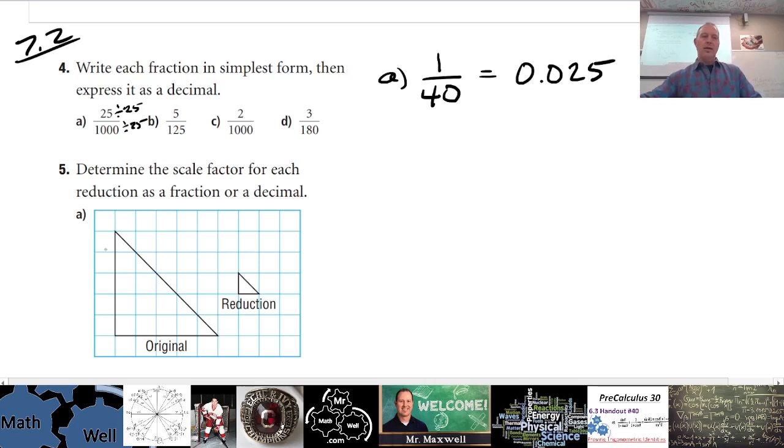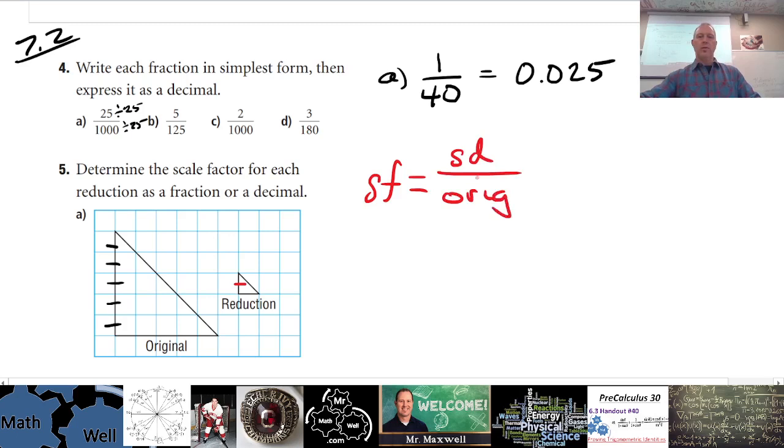So what I would do is pick one side and count how long one side is on the original diagram, and then find the corresponding side on the reduction, which is this side over here, and count how many squares that one is. So the scale factor is going to be the scale diagram length over original, we know that.